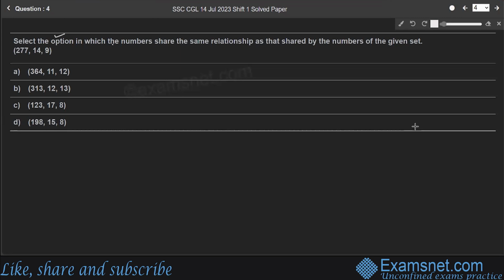Question number 4. Select the option in which the numbers share the same relationship as that shared by the numbers of the given set. Here is the given set: 277, the second number is 14, the third number is 9. Here the first number is 277, whereas the second number is 14. So consider the square of the second number, 14 square, and the square of the third number, which is 9 square. Add these two numbers. 14 square is 196, 9 square is 81. 196 plus 81 is 277, which is the first number.